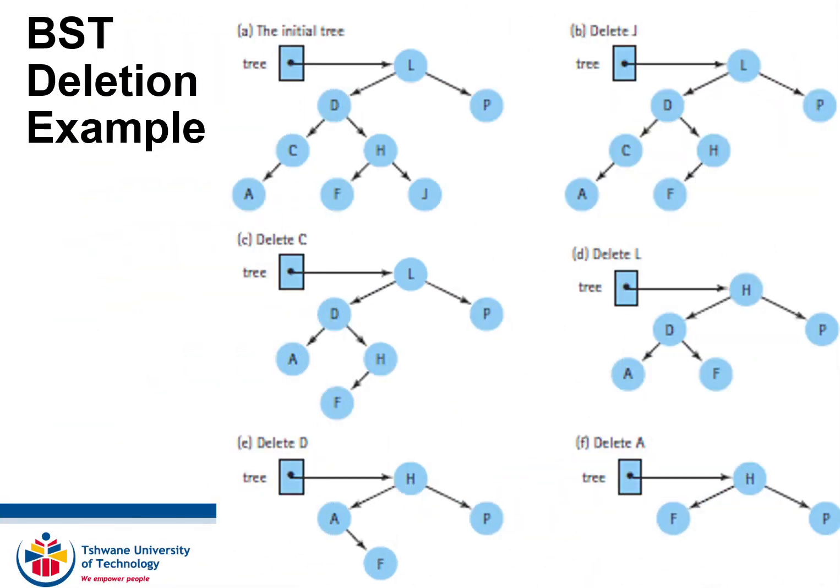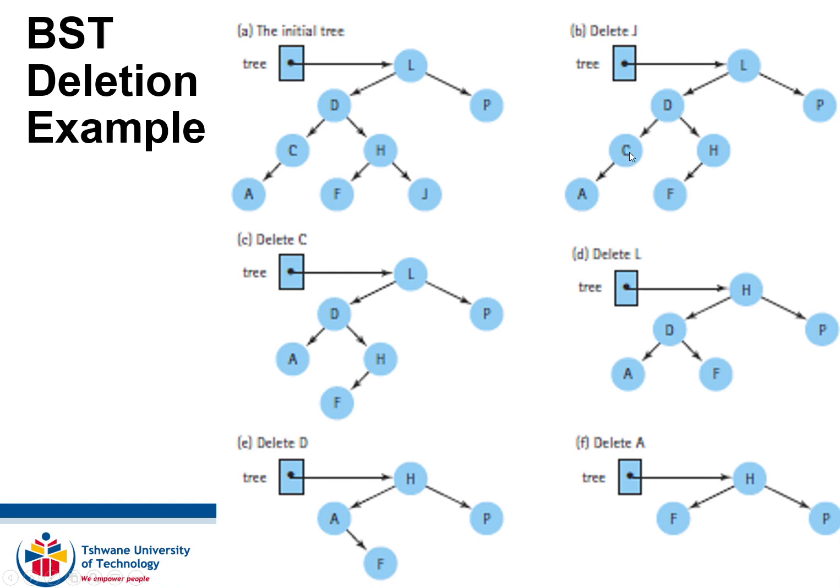Next, we'll look at a deletion. Now, this is the initial tree that we have, and we want to delete J. Look at where J is sitting. It's sitting as a leaf. To delete J is simple. We just remove it, and you see, it's no longer there as a child of H. The next stage is to delete C. Where is C sitting? It's sitting as a child of D.